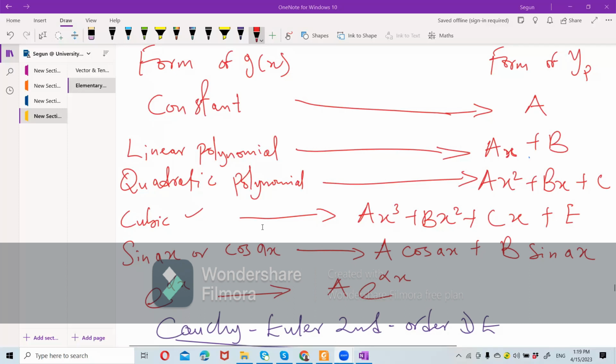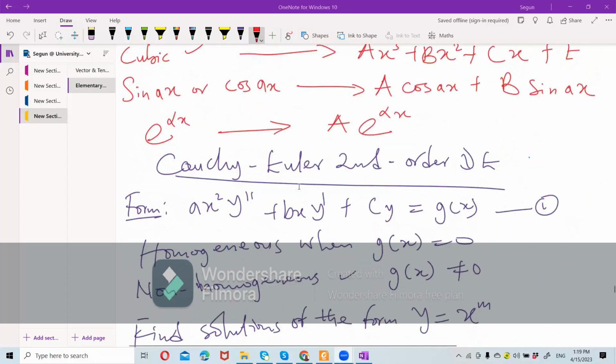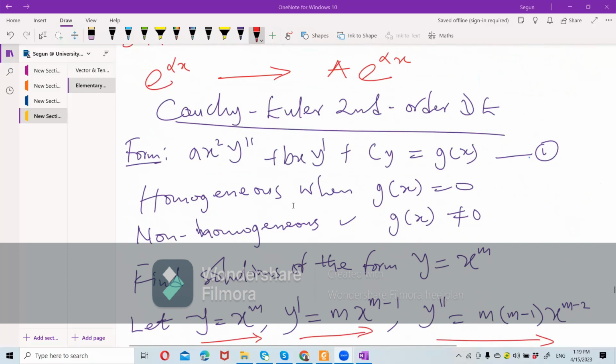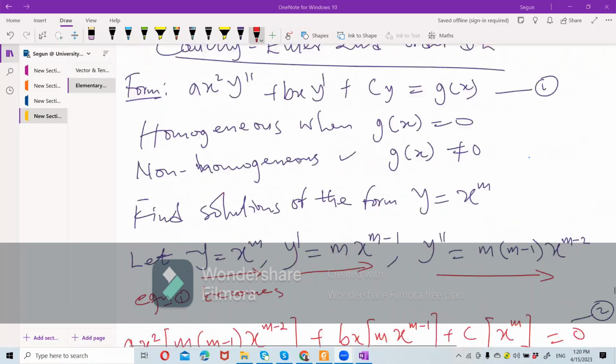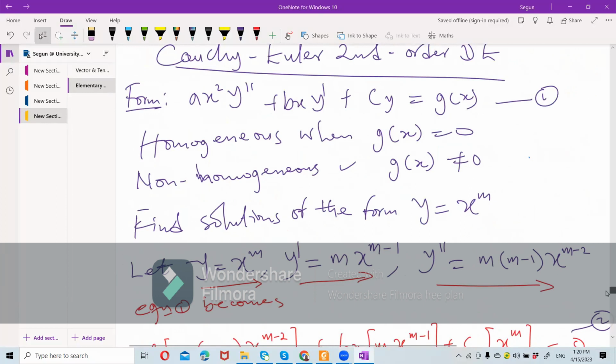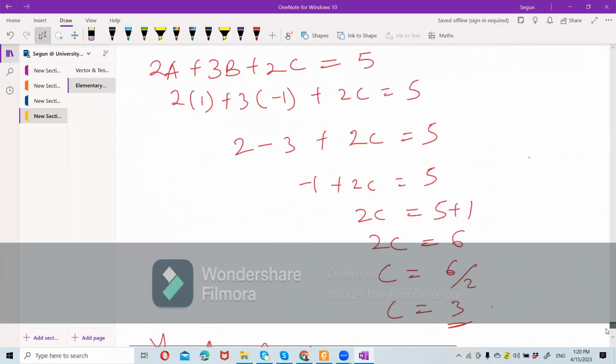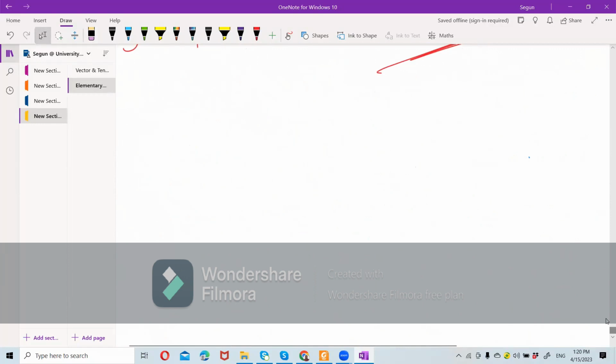Still on the Cauchy-Euler second order differential equation. I've already shown us the proof. It's a very simple proof. All you need to know is the law of indices, and you match everything together, then we proceed. So now let's look at this.